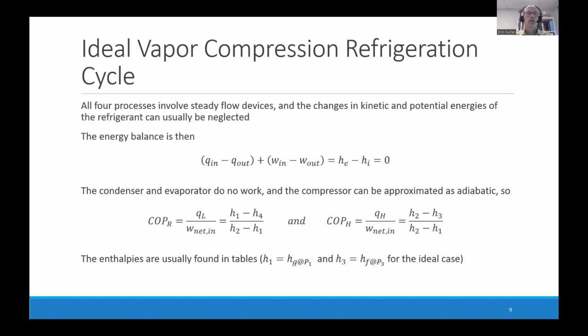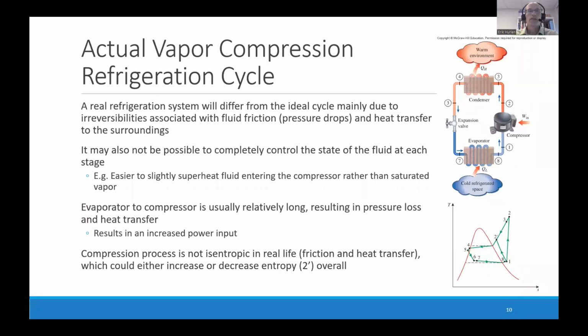So COP_R is (h1 minus h4) over (h2 minus h1), and COP_H is (h2 minus h3) over (h2 minus h1). These are generally calculated in practice by knowing the temperature and/or pressure of the refrigerant and finding the values of the enthalpies in property tables. Specifically for the ideal case, h1 is the enthalpy of the fluid in the gas phase at the pressure of state 1, and h3 is the enthalpy of the fluid in the liquid state at the pressure of state 3. This was all for the ideal cycle.